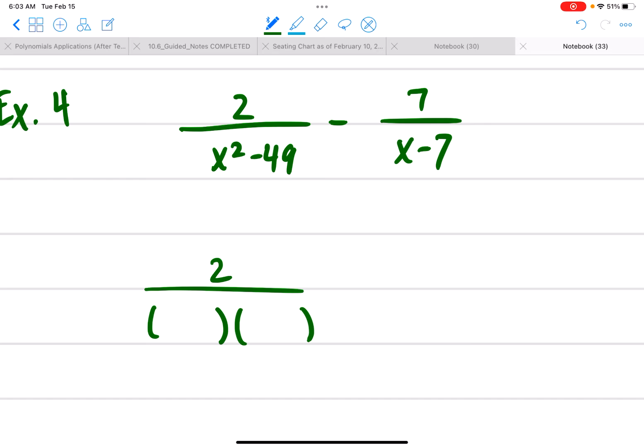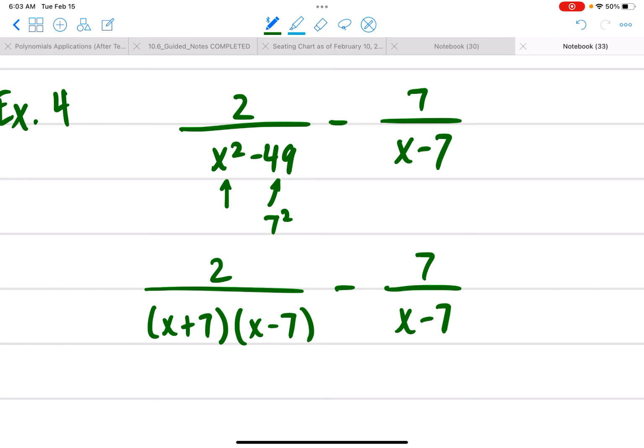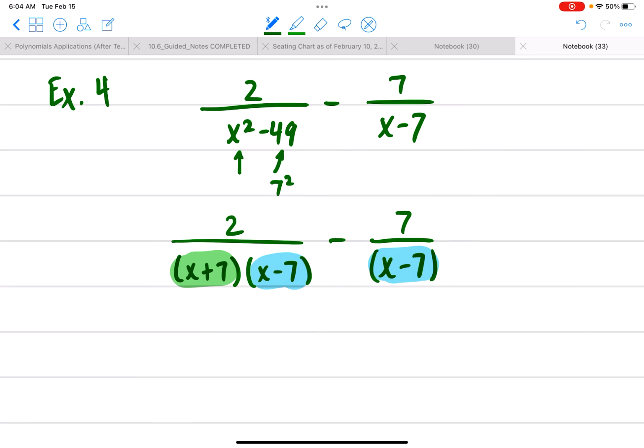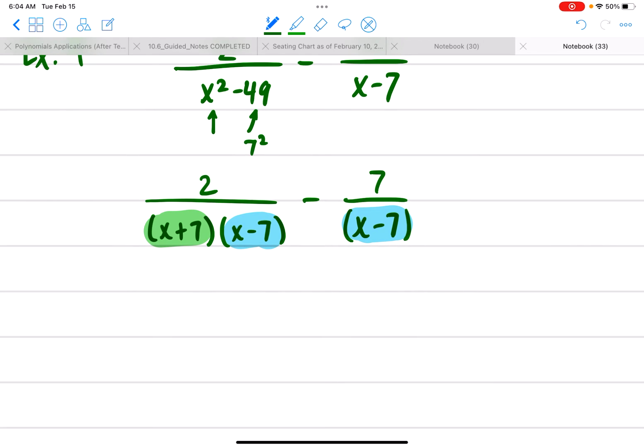If you factor the left fraction, that's a difference of squares, right? That's x squared. 49 is 7 squared. So this is going to be x plus 7 times x minus 7. Now, this is exactly like the last one, right? They both have the x minus 7 there. This one on the left has the x plus 7. So we're going to make our common denominator this right here.